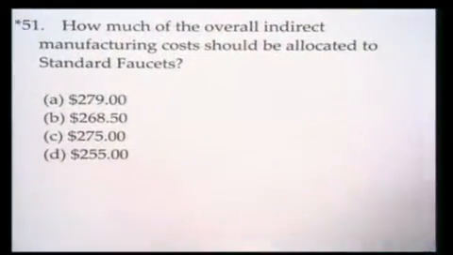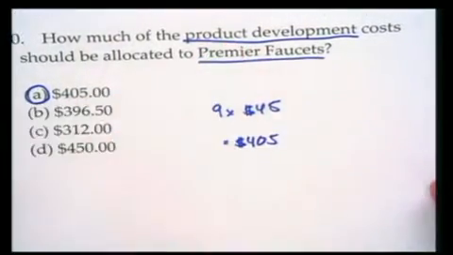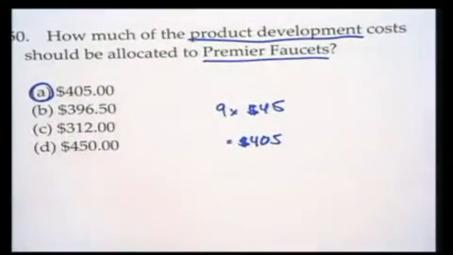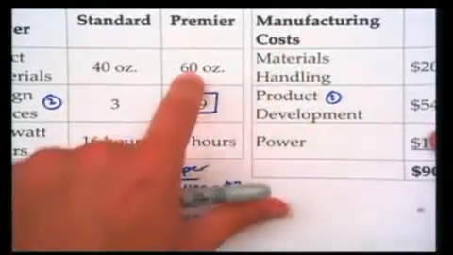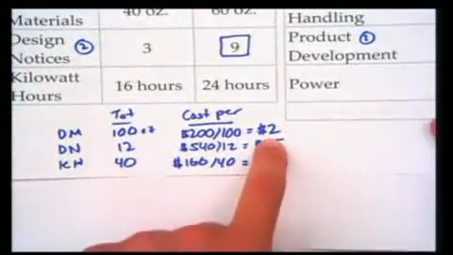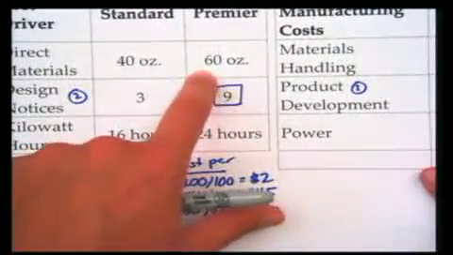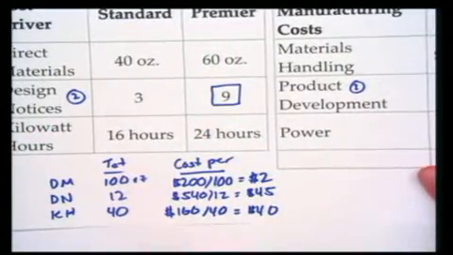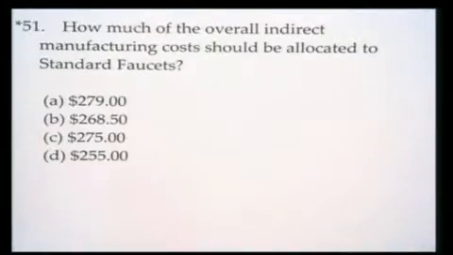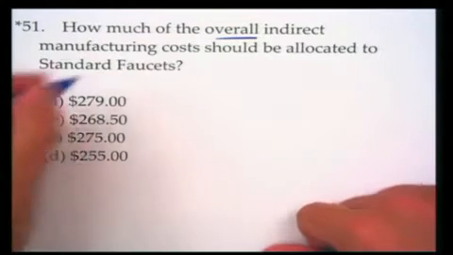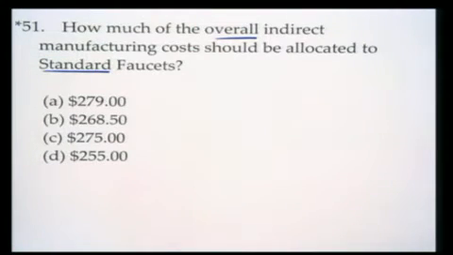Now, here's the thing. And by the way, are you okay that there are an infinite number of permutations of questions at this point? They're all really simple. I could say, how much of the, I don't know, materials handling costs should go to Premier Faucets? And you would say, well, I'd do materials handling for Premier Faucets. That'd be $2 each for materials handling times 60 ounces, so 60 times 2, or a bill of $120. You see, the only other layer of complexity to these questions might be something like, how much of the overall indirect manufacturing costs should be allocated to standard faucets? In other words, what's their bill period?